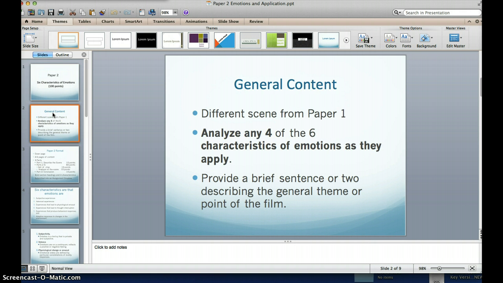Similar to Paper 1, Paper 2 requires that you identify a scene from a movie that you believe best demonstrates 4 of the 6 characteristics of emotions. You will provide a sentence or two describing the general theme or point of the film, and then a discussion of each characteristic. Please be sure to choose a scene from a film that is, number 1, different from the film that you chose for Paper 1, and number 2, make sure that you use the same scene throughout this paper. That will make it easier for you.